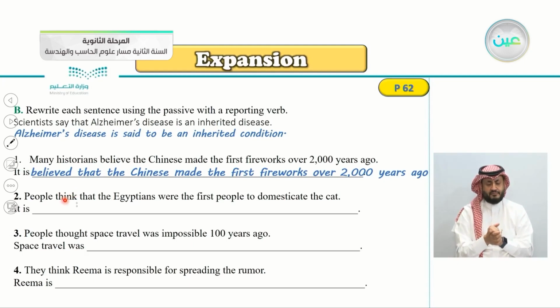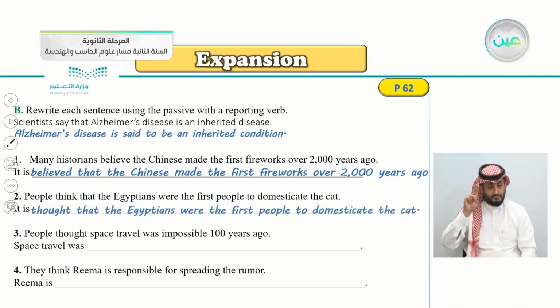Number 2, people think that the Egyptians were the first people to domesticate the cat. So what do we say here as a reporting verb? It is, yes, it is thought. We don't say believed or said, because here we have think. It is thought that the Egyptians were the first people to domesticate the cat.